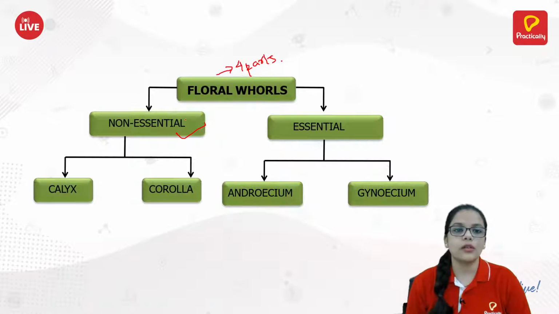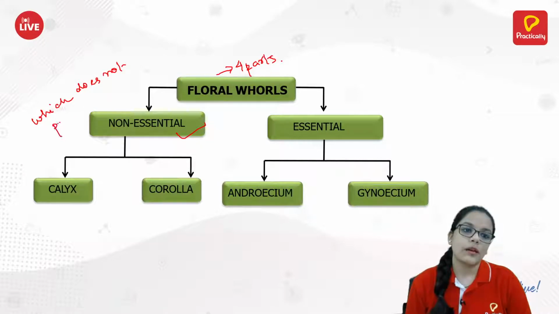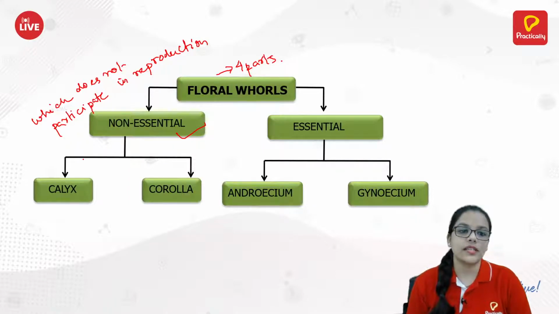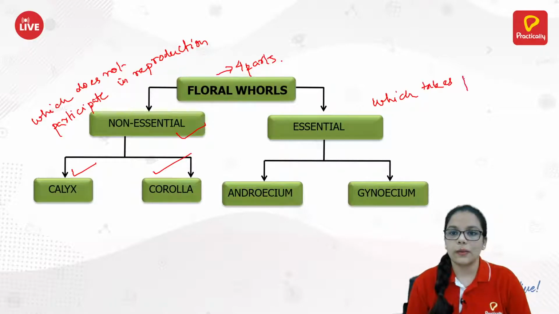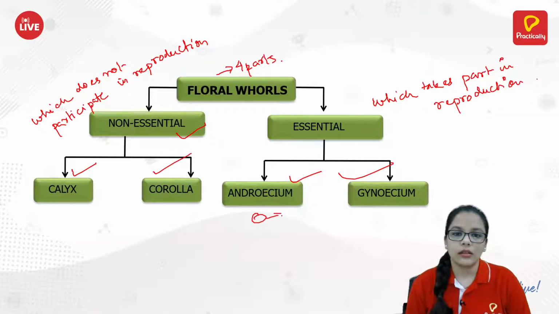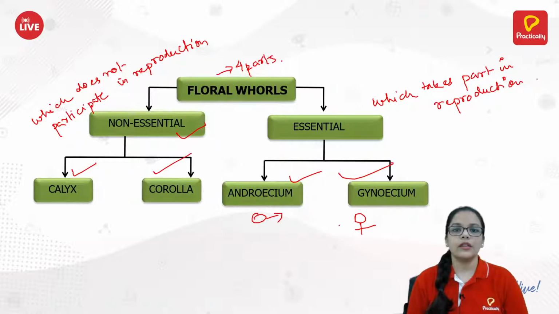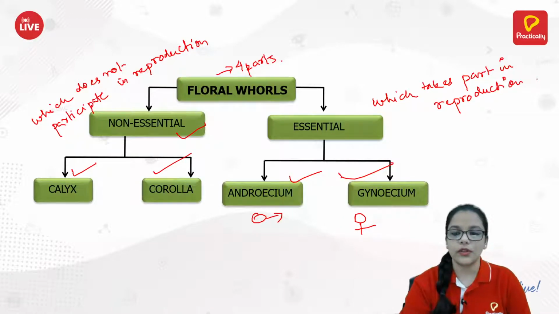Okay, so there are non-essential parts, which do not participate in reproduction, such as calyx and corolla, sepals and petals. And there are essential parts, which take part in reproduction. That is the androecium and gynoecium, the male part and the female part. So they are the essential and the non-essential parts of the whorls.